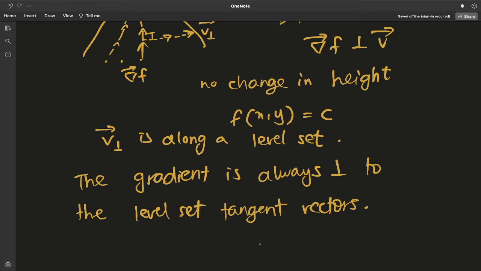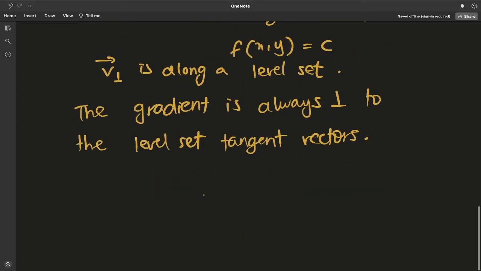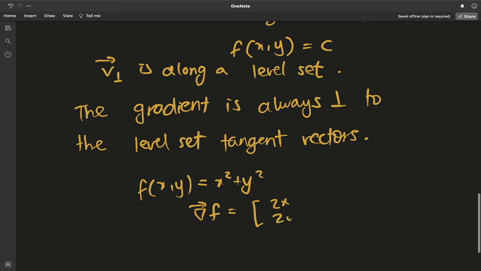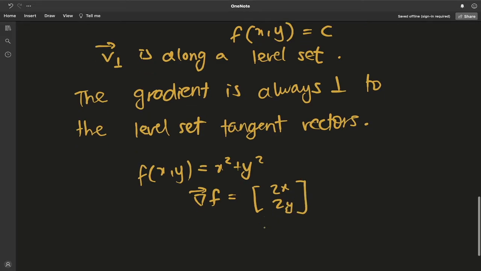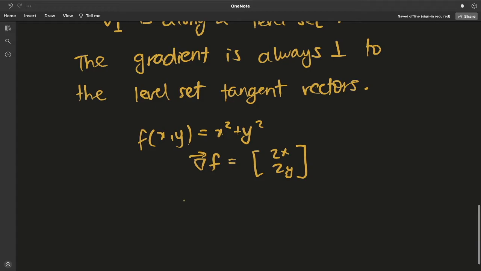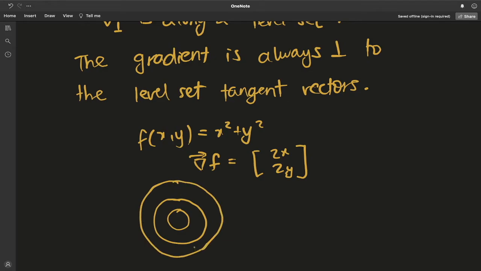So you can do another example, I guess. Take this paraboloid, for example, x squared plus y squared. Gradient turns out to be 2x, 2y. If we do some contour map of this, the level sets look like this. They're concentric circles with increasing radius. You can see by setting them equal to a constant, you get concentric circles centered at the origin.